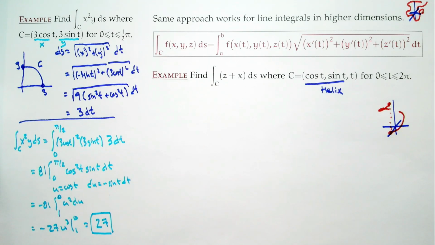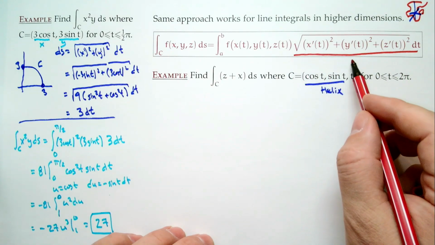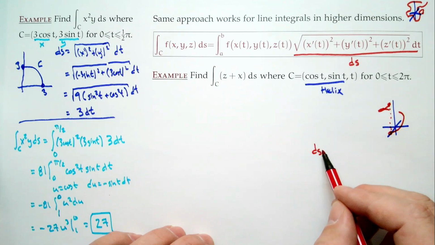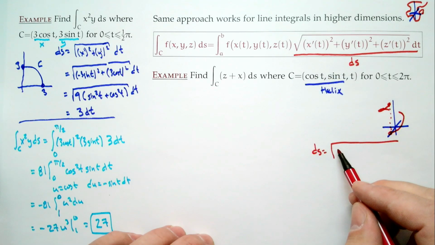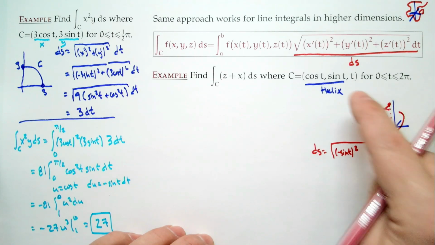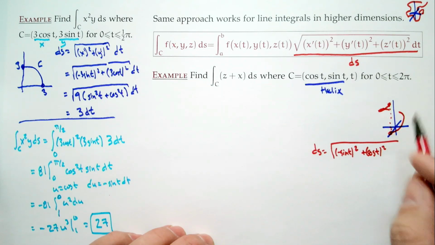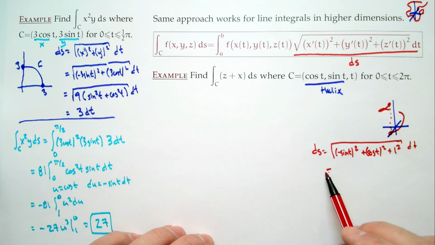Okay, so we need to go through and do our pieces. So let's handle this last part on the end. So this part, remember, is our ds. So if I want our ds, that'll be the square root of the derivative of cosine, negative sine, and then we're going to square that. Derivative of sine, cosine, and we're going to square that. And derivative of t is 1, and we'll square that. And of course we get the same sine squared plus cosine squared being 1. 1 plus 1 makes 2. So we get square root of 2 dt.